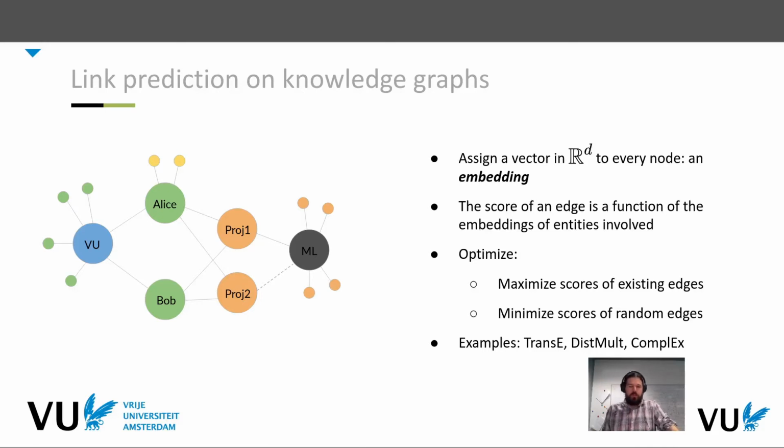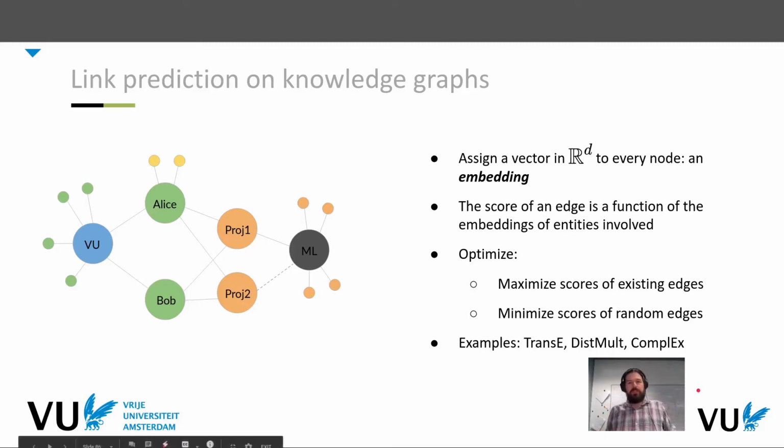And so what we could do is use techniques which we talked about before, the things about link prediction, and basically try to predict this link. Of the examples mentioned here, we saw TransE, which tries to maximize the scores of existing edges and minimize scores for random or wrong edges, and tries to predict these missing links.